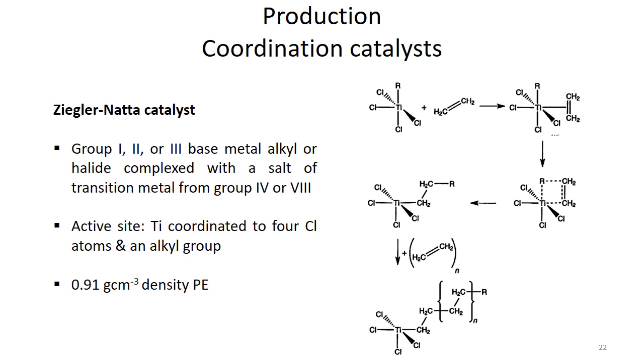Talking about Ziegler-Natta catalysts, basically these are catalysts that have one metal from group 1, 2 or 3, connected to a halide or alkyl part, and they form a complex with a salt of a transition metal from group 4 or group 8. Just like you can see in the example, where titanium is connected with 4 chlorides and there is an alkyl group on it too. In this case, there is an empty or vacant site available, and we say that it has an active site available on it.